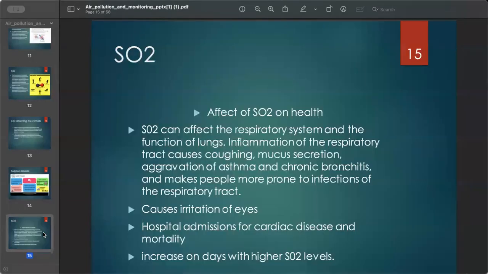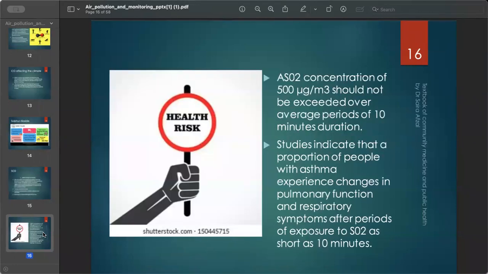Effect of SO2 on health: it can affect the respiratory system and the function of lungs. Inflammation of the respiratory tract causes coughing, mucus secretion, aggravation of asthma and chronic bronchitis, and makes people more prone to infection of the respiratory tract. It causes irritation of the eye, hospital admission for cardiac disease, and mortality increases on days with higher SO2 levels.